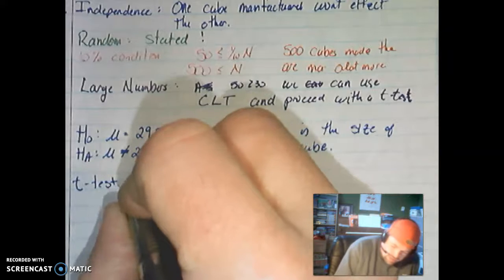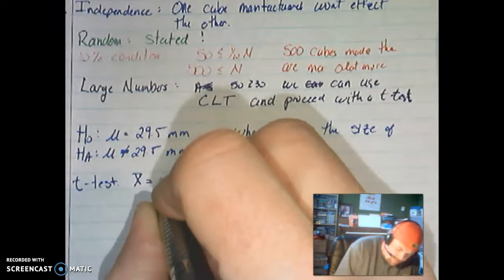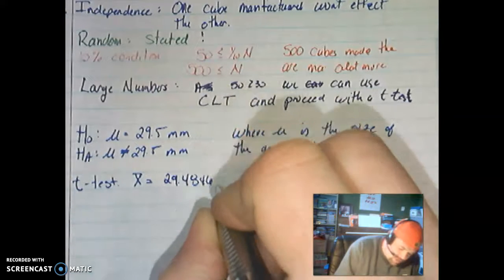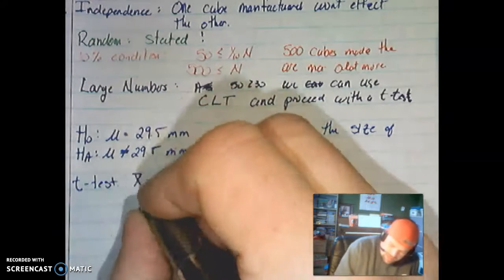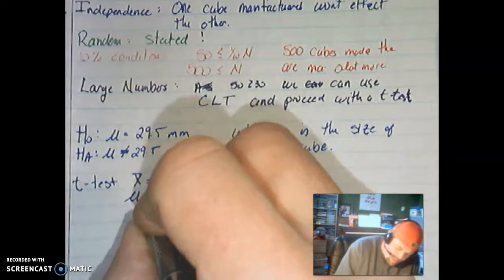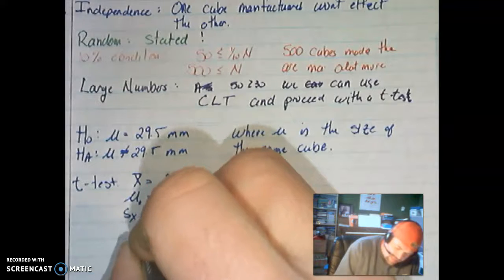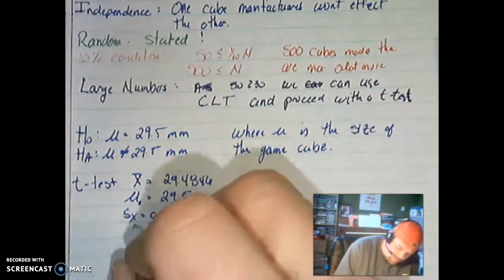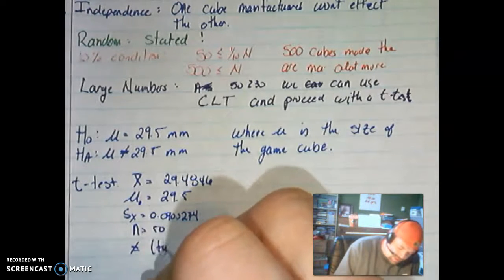So on my t-test, what I would do is I'd come into here and I would say x bar is equal to 29.4846. Then the mean naught that we're looking at is 29.5. My s of x is 0.0900274. N is 50, and we're going to do a two-sided test.